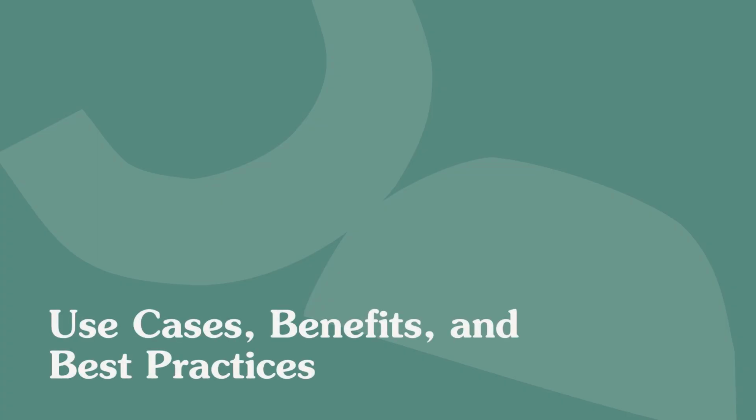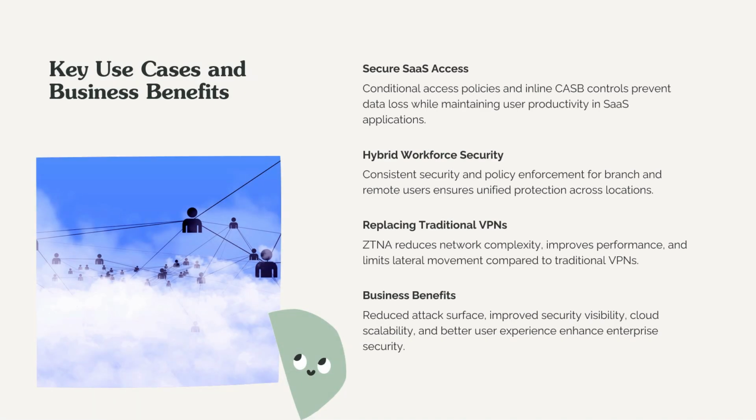Use cases, benefits, and best practices. Key use cases and business benefits. Secure SaaS access. Conditional access policies and inline CASB control prevent data loss while maintaining user productivity in SaaS applications. Hybrid workforce security. Consistent security policy enforcement for branch and remote users ensures unified protection across locations, replacing traditional VPNs.